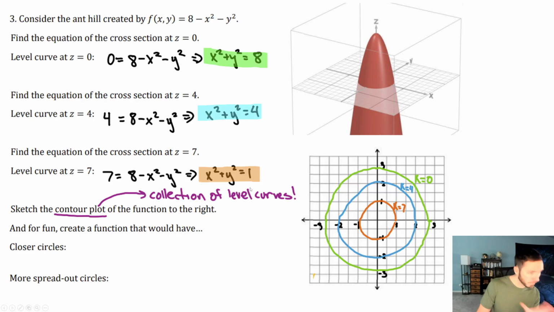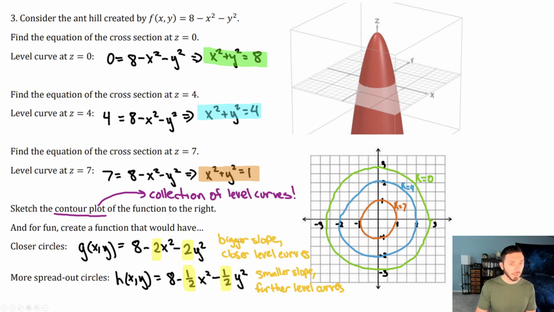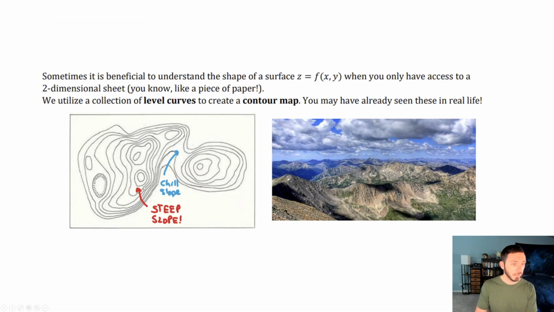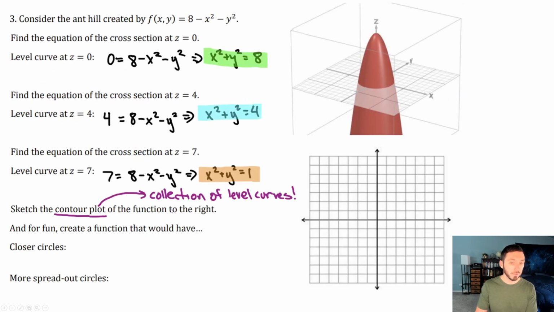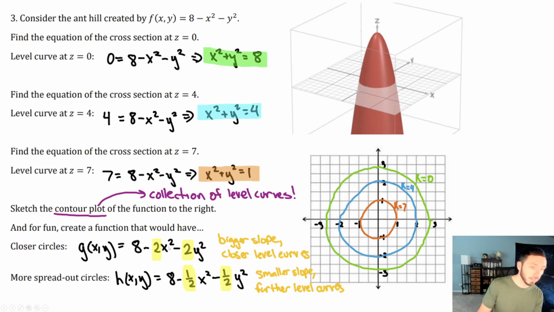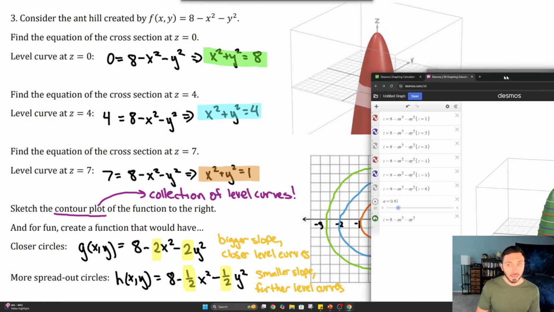So if we wanted to, for fun, make the circles closer to one another or make them more spread out, we can see that creating bigger slopes, we would have a more intense slope creating this effect right here, that steeper slope. Since we would have a more intense slope, the level curves would be closer to one another. Likewise, if we wanted them more spread out, we would want to create a more chill slope, something that is not as high. So that is a smaller coefficient for each of these x and y's. We can see that in action right here.